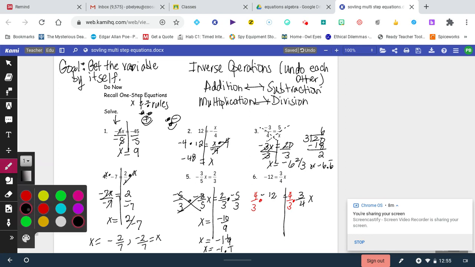I'm going to go ahead and put an understood 1 there. So I end up with negative 48 over 3. These will cancel because you end up with 12 over 12, which is 1. Now, when you divide, you get negative 16.